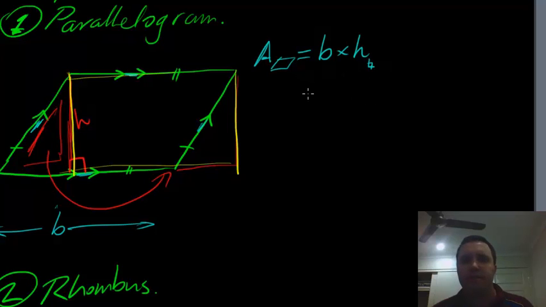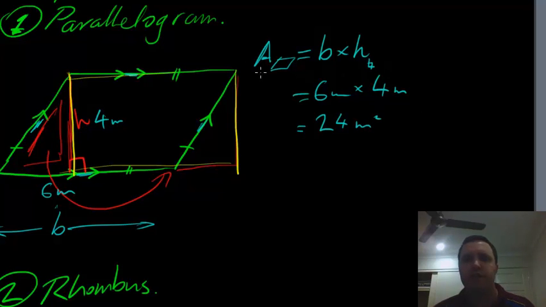If I made this one 6 meters and this perpendicular height was, say, 4 meters, we would simply have 6 meters times 4 meters equals 24 meters squared. So working out areas of parallelograms is pretty easy to do.